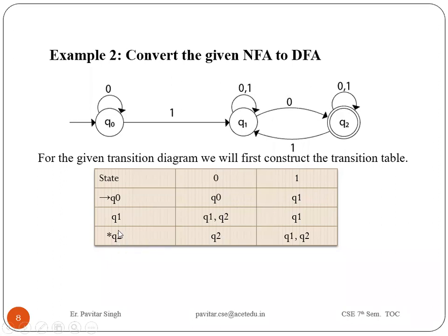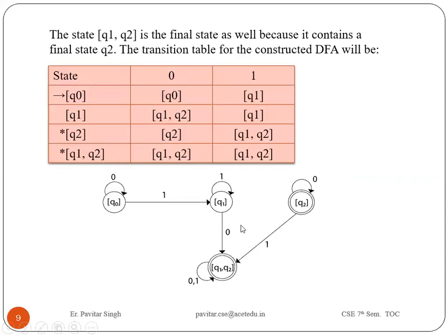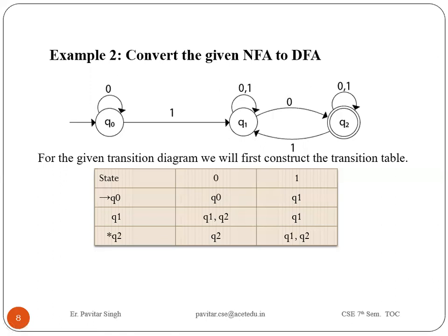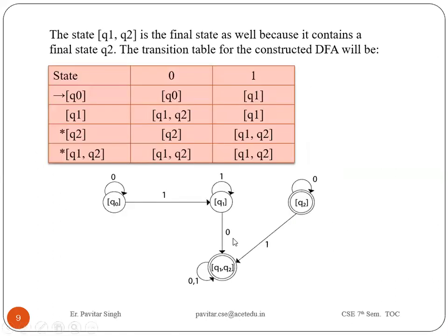Here Q2 is acting as your final state. In some books, the circle is replaced with a star. So if you see a star in front of any state, this means that state is acting as your final state. So the corresponding solution for this is this: the DFA, the transition table, and the transition diagram.